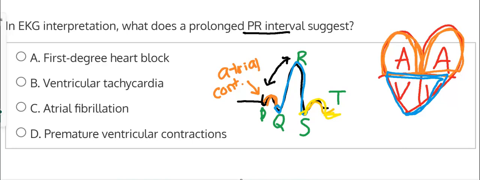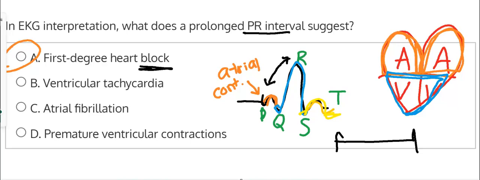Option A says a first-degree heart block. If the atrium is taking longer to contract, it's going to be spaced out and take longer for the blood to circulate there. If there's a block, then there's a kind of stopping of this contraction. So it sounds like a first-degree heart block could be associated with a PR interval prolongation. So let's go with option A, but let's look at the other choices and see if anything else makes sense if we need to narrow it down between a few.